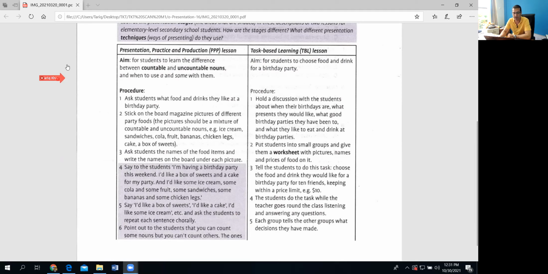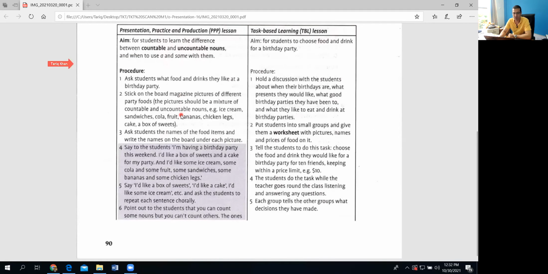Now you see, compare it, aim. The PPP aim is for students to learn the difference between countable and uncountable nouns and when to use a and some with them. Now that's the topic, right? First, we will go through the PPP method. Procedure. Number 1, ask students what food and drinks they like at a birthday party. Now you just see here, the topic is countable, uncountable nouns and the use of a and some with them.